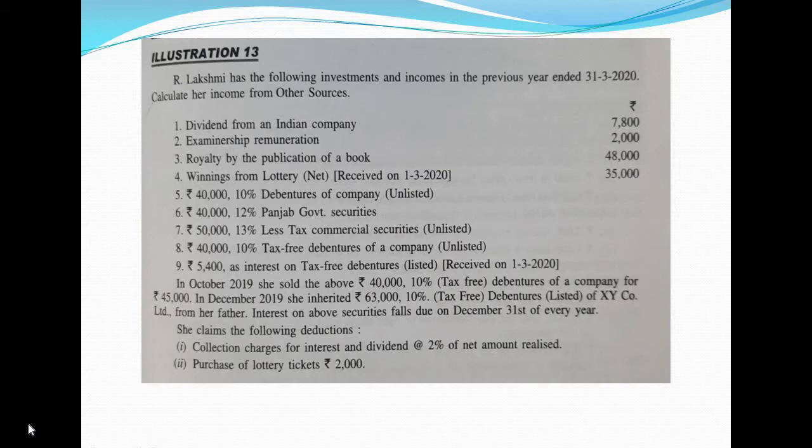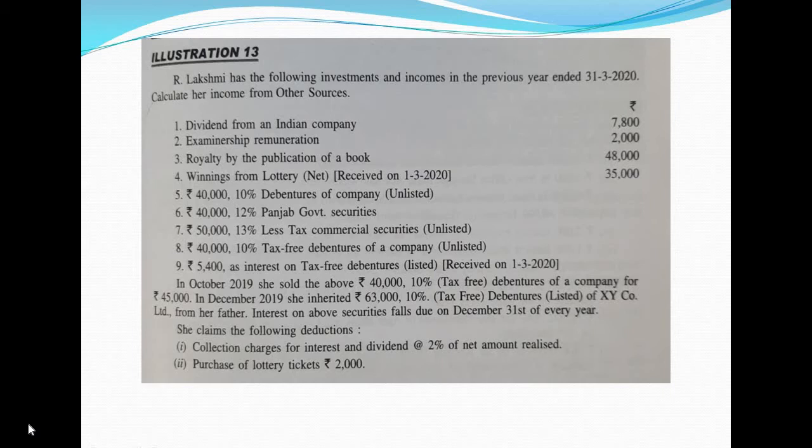Then for point number 5, you have rupees 40,000 10% debenture of a company, that will be taxable. Then 40,000 12% Punjab government security, that also will be taxable. Then 50,000 30% less tax commercial security, that also will be taxable. Then we have number 8, it says rupees 40,000 10% tax free debenture of a company, unlisted.